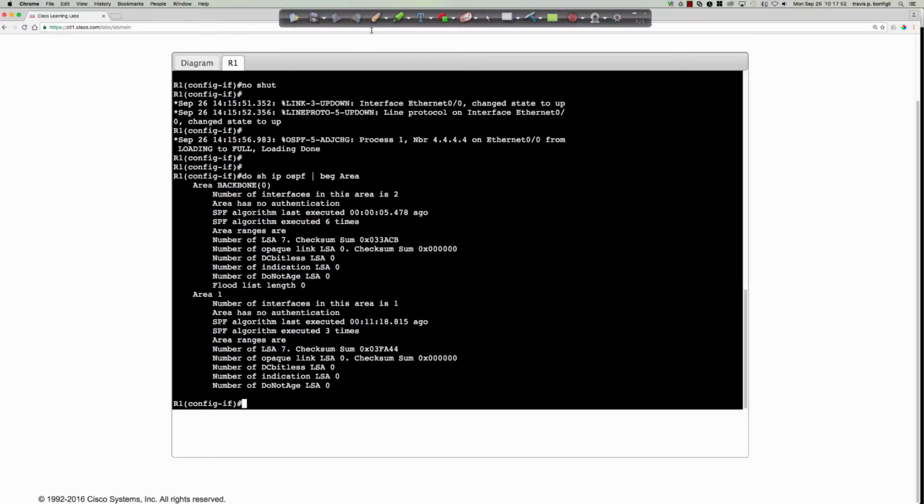Does it use bandwidth, does it use delay, does it use something other than bandwidth and delay, does it use MTU, right? What does OSPF use? Well, it's very, very simple.